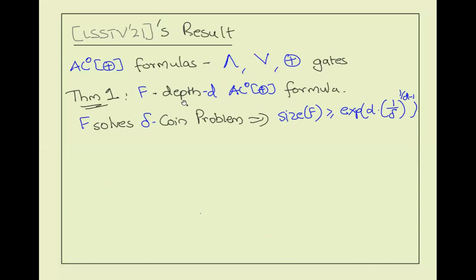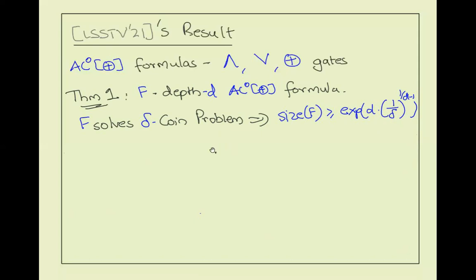Given a depth D AC0 mod 2 formula that solves the coin problem, they show that the size of this formula is at least this quantity. So this is some sort of exponential function in 1 over delta, which means that there are no super efficient formulas for solving the coin problem. So there's some sort of exponential lower bound.